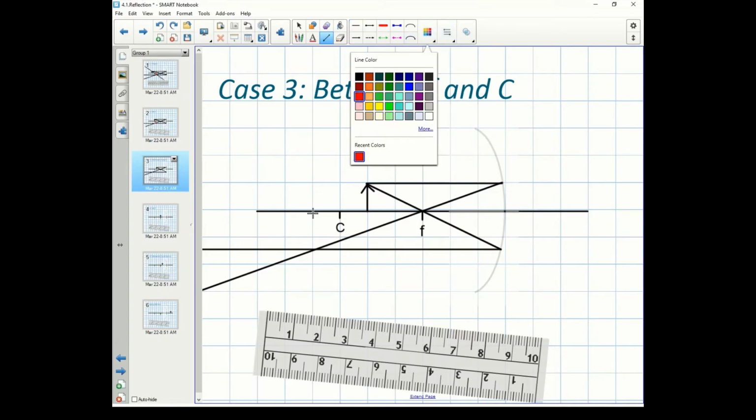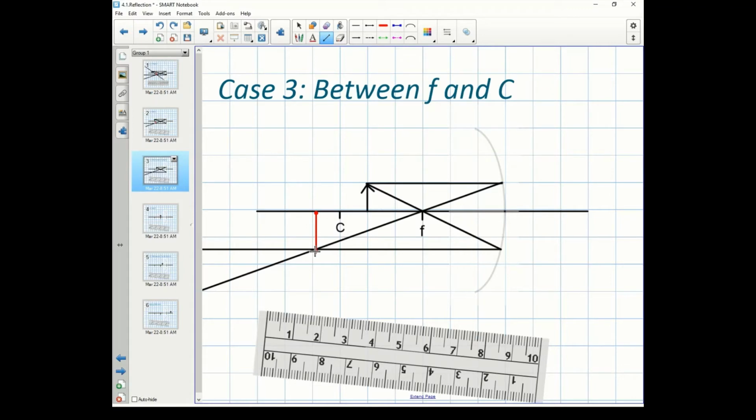So this is our image that we produce, and you can see it's inverted. You can see that it's real. It's on the same side of the mirror as the object, and it's bigger. It's more than 1 square big.